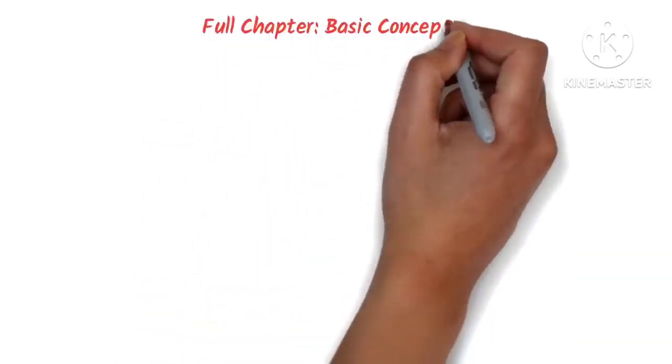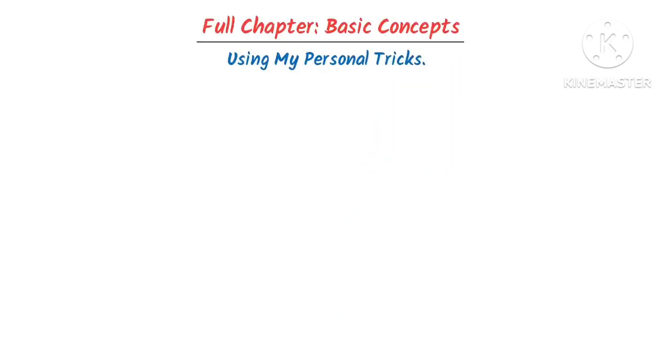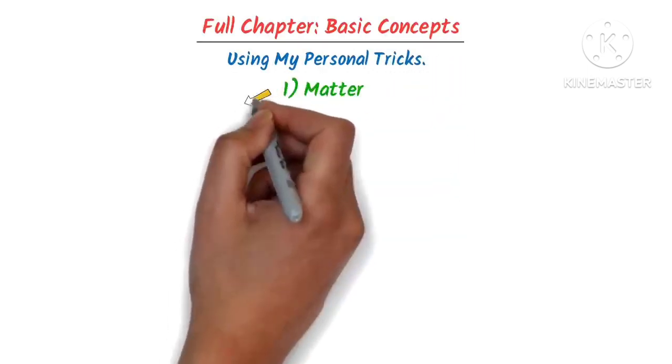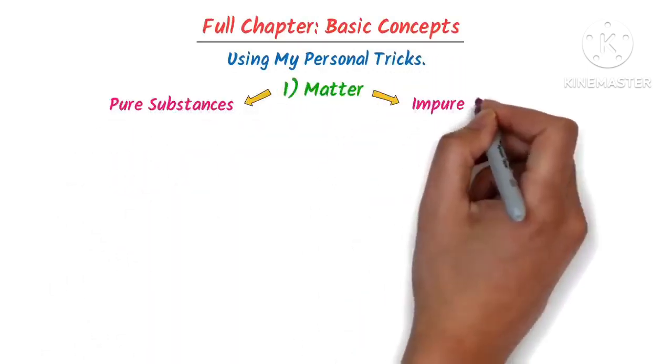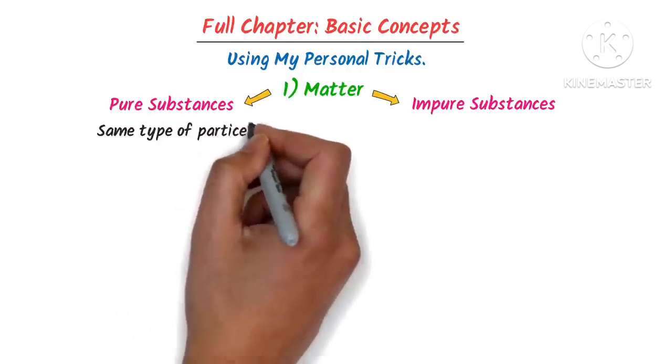Full chapter of basic concepts of chemistry using my personal tricks. The first topic is matter, which is divided into pure substances and impure substances. We know that pure substances contain the same type of particles.